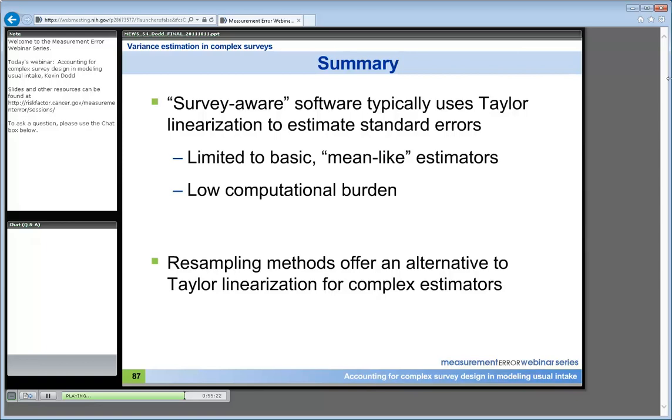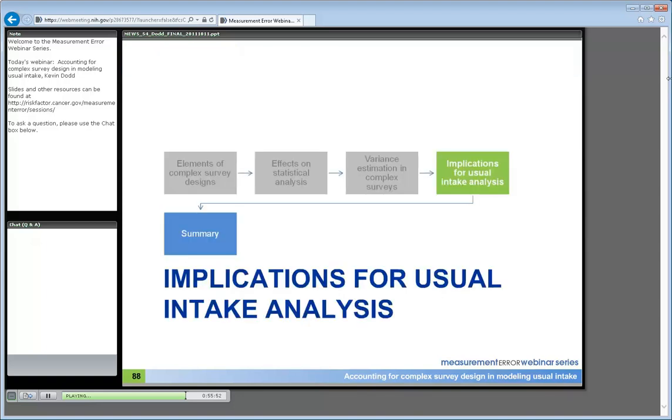So I want to summarize what I've said about standard error estimation in complex surveys. The standard survey-aware statistical analysis software typically uses Taylor linearization to compute standard errors. And while that's limited to basic or mean-like estimators, it's really fast because it uses these textbook formulae. But for more complex estimators that are computed using techniques for which these textbook formulae aren't available, these resampling methods, jackknife, bootstrap, BRR, offer an alternative.